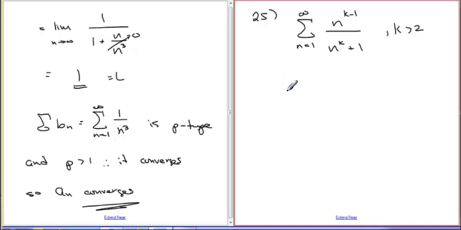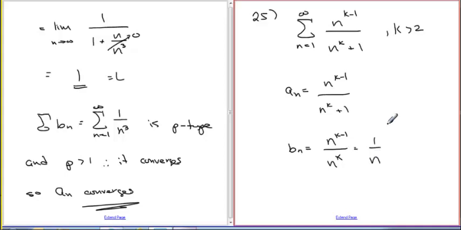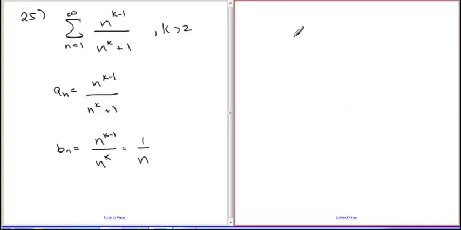So let's say a sub n is n to the k minus 1 over n to the k plus 1. So my b sub n is going to be n to the k minus 1 over n to the k, which ultimately becomes 1 over n. So if I subtract this from that, I'll get into the first power. Okay, so that's ultimately what I look at the convergence of, this function, which is 1 over n.